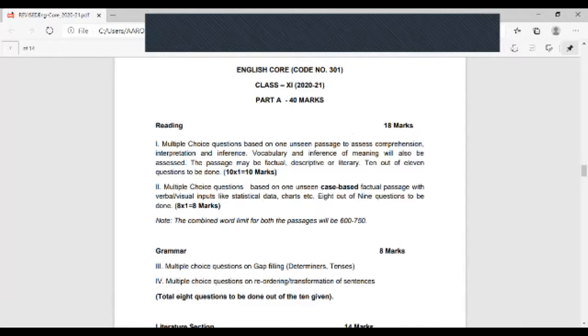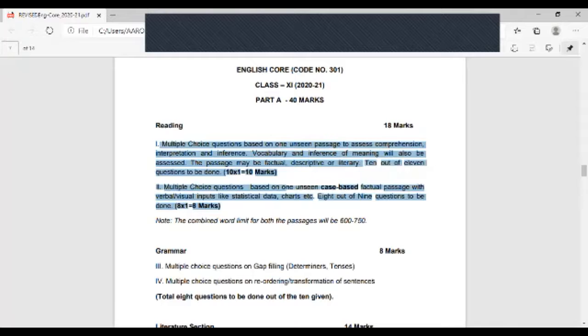So totally it is for 80 marks. Part A is divided for 40. So you can write Part A is for 40 marks, of which 18 marks are allocated for reading comprehension questions. Reading comprehension you have seen in grade 9 and grade 10. The difference between this reading comprehension and the comprehensions you had in the past is that it is MCQ oriented, and descriptive answers are not expected.